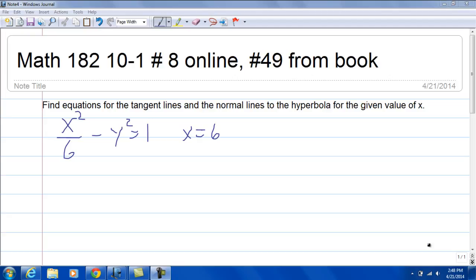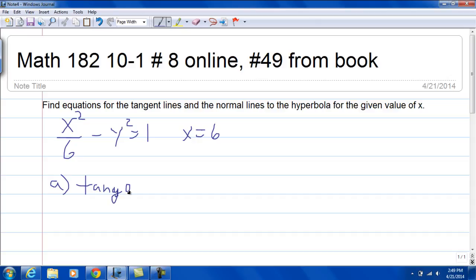Hi, we're doing 10.1, number 8 from the online work, which is 49 in the book. Let's find the equations of the tangent lines and the normal lines to the hyperbola for the given value of x. Part A is for the tangent lines. The hyperbola is x squared over 6 minus y squared equals 1, and we're looking at where x is 6.